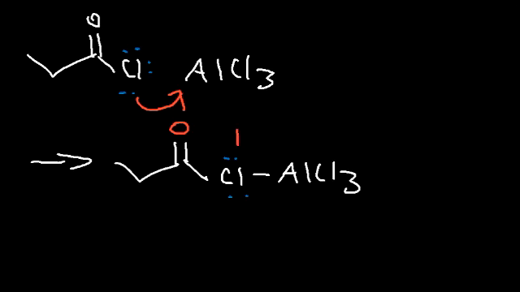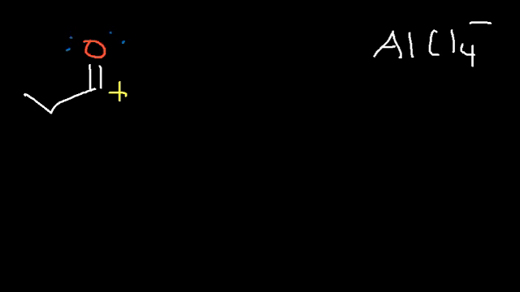And the chlorine is going to have a plus charge, and the aluminum is going to have a negative formal charge. And then chlorine is going to take away these 2 electrons. And so what we now have is a carbon with a plus charge. And AlCl4 minus is somewhere in the solution. Now, this cation is stabilized by the oxygen.